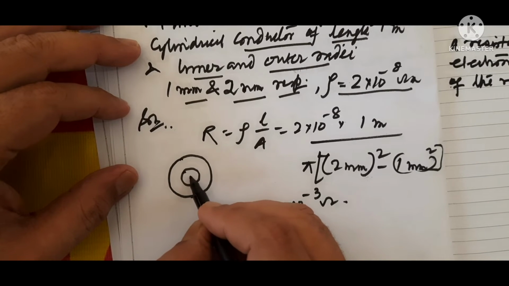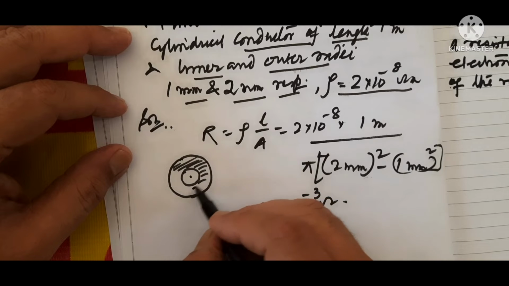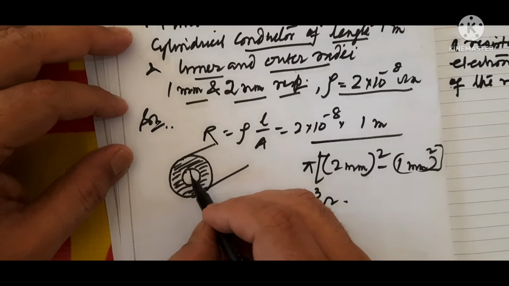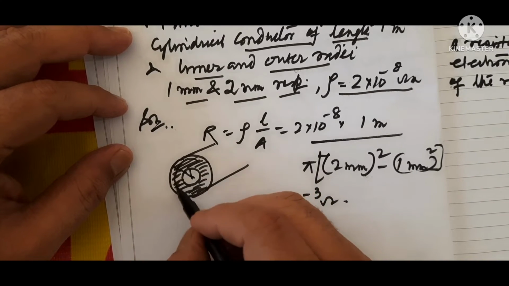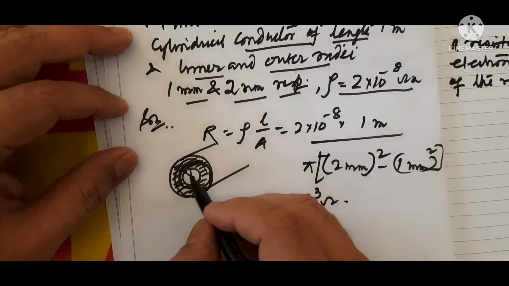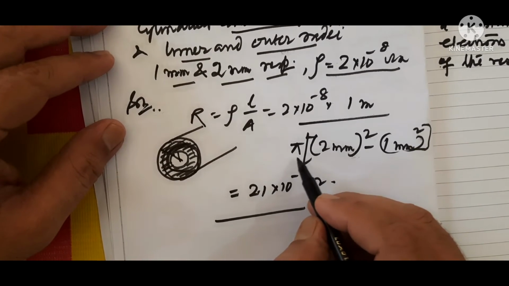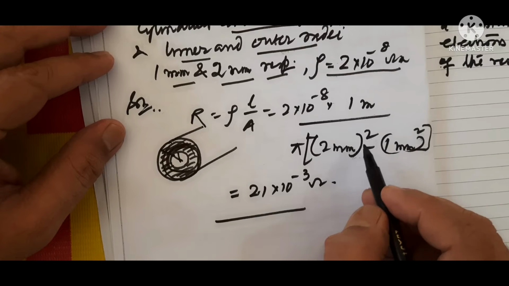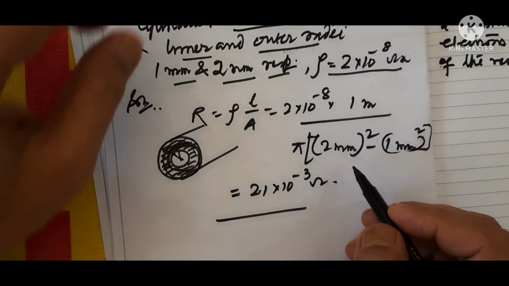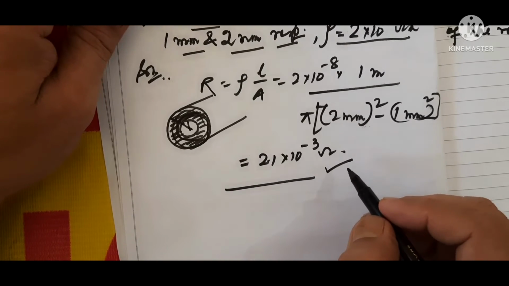Area of what? Area of that hollow cylindrical wire. A cylindrical wire of this kind, like that, there is such a wire. Its inner radius and external radius are given. So how much will the area be? Pi R squared minus pi r squared. Once we take the outer radius, once the inner radius. So 1 meter by pi, 2 millimeter square minus 1 millimeter square. If you calculate and change millimeter into meter, you will get resistance equal to 2.1 into 10 to the power minus 3 ohm. That should be your answer.